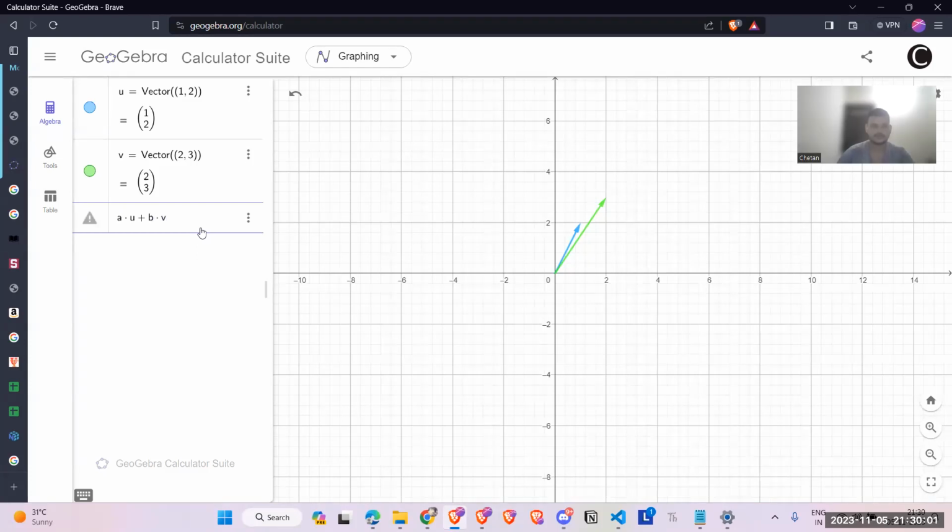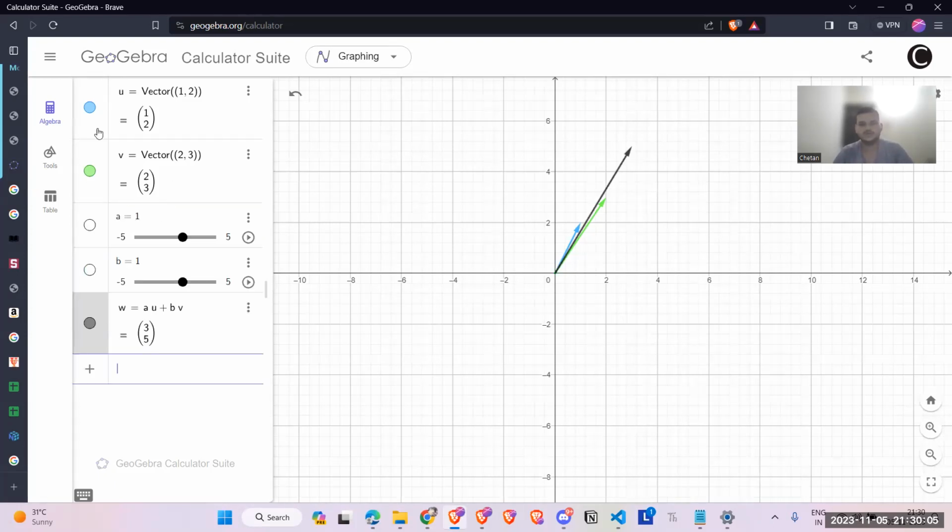Okay. So you see here I took two vectors, (1, 2) and (2, 3). I multiplied some scalar quantity with them and I added both those vectors. Here I have this resultant vector. This is the result of this linear combination of these two vectors. Let me just hide it for a second.